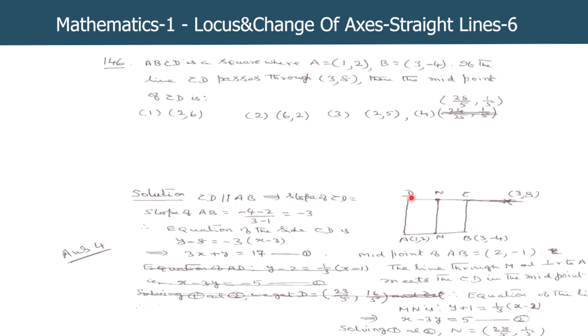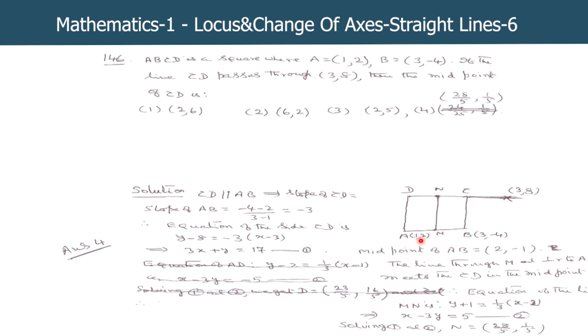That line CD is parallel to AB and it passes through 3 comma 8. The slope of the line AB is minus 4 minus 2 by 3 minus 1, which is minus 3. So, the slope of CD must also be minus 3 because CD is parallel to AB. Therefore, the equation of the side CD is y minus 8 is equal to minus 3 into x minus 3, which is 3x plus y is equal to 17.